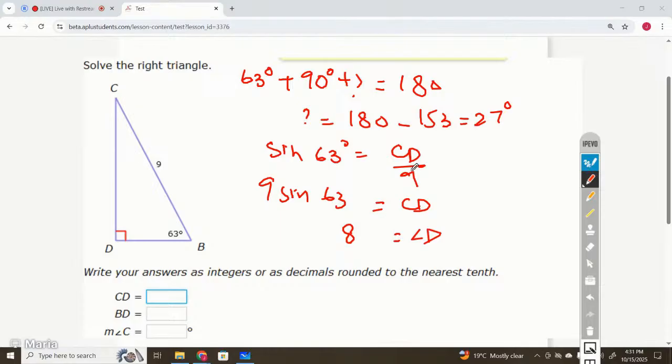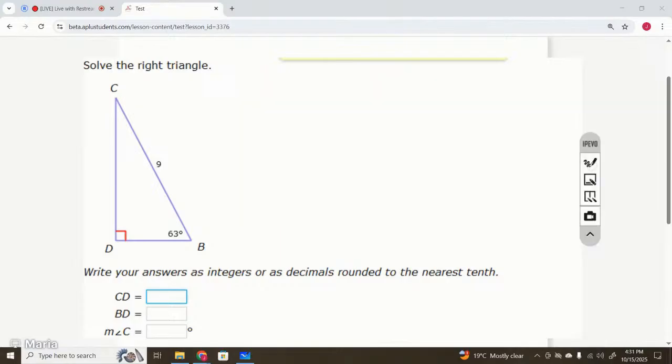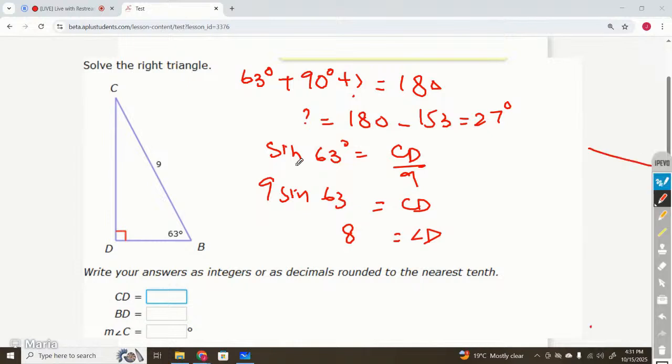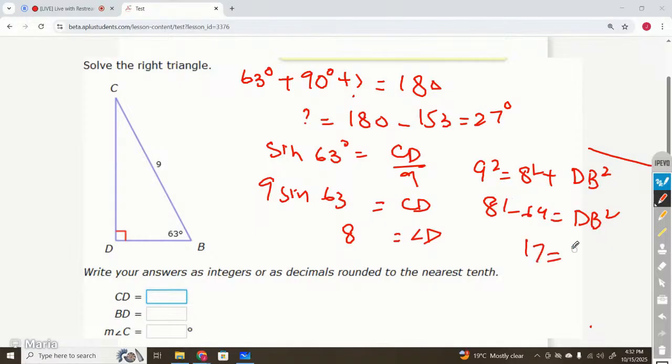Now DB you can find using the Pythagorean theorem, because two of the side lengths we already have and we need to find the third one. So 9 squared equals 8 squared plus DB squared, right? So 81 minus 64 equals DB squared. 81 minus 64 is 17. So DB equals square root of 17, which is 4.1. So DB equals 4.1, right?